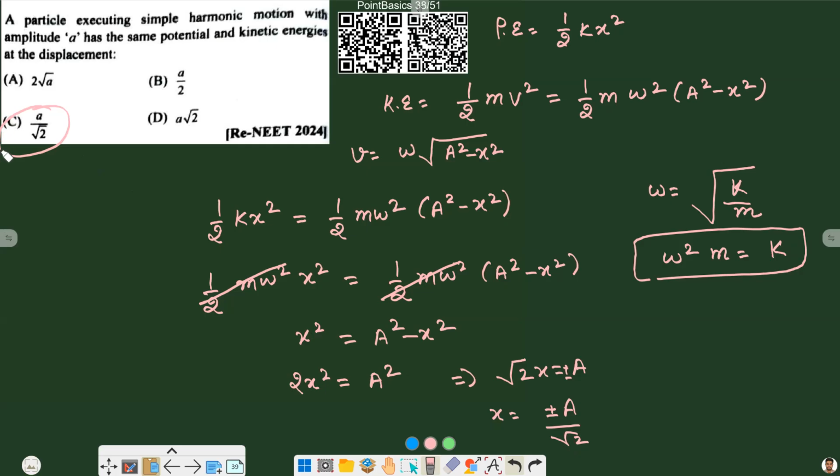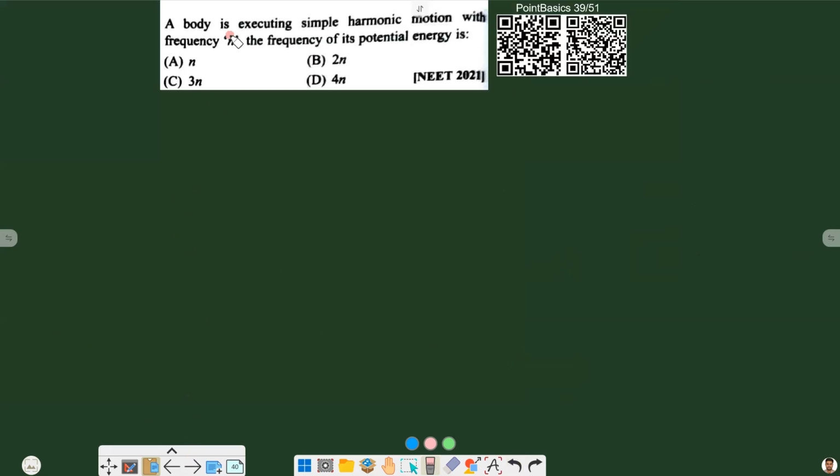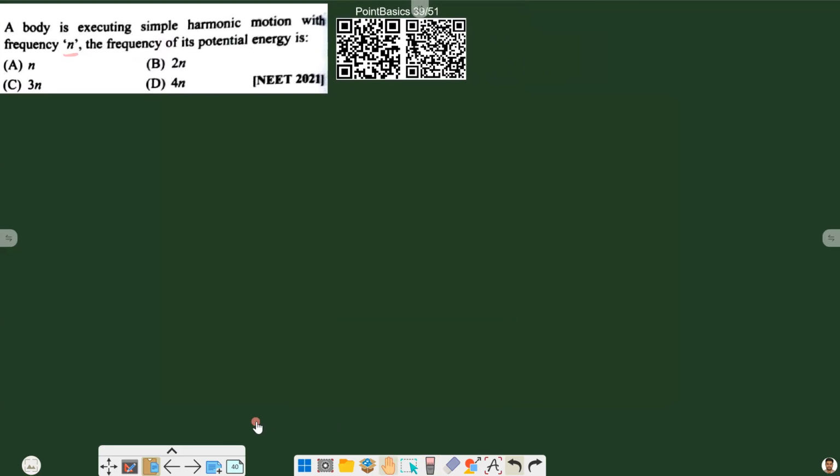Moving to next question. A body is executing simple harmonic motion with frequency n. Then we have to find out the frequency of potential energy. This can be solved using the base equation of SHM. We will form the equation for potential energy and then we will find out the frequency.